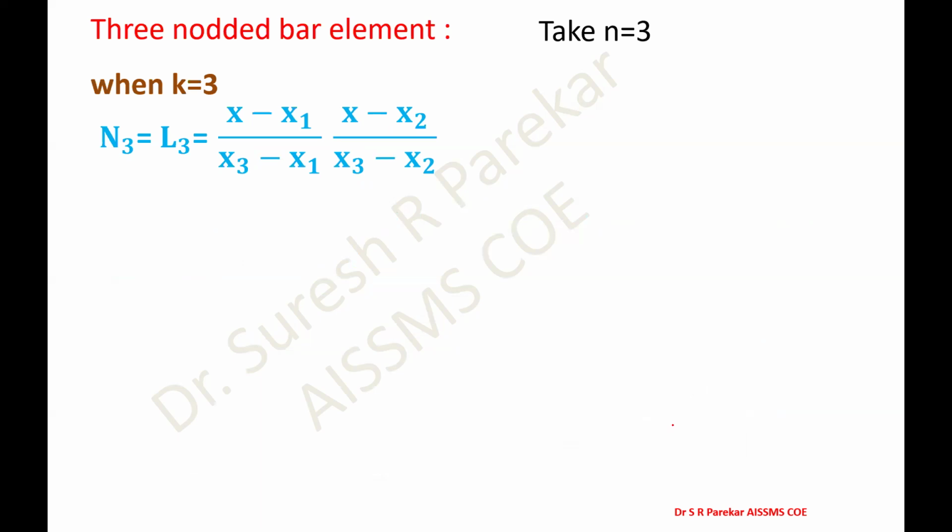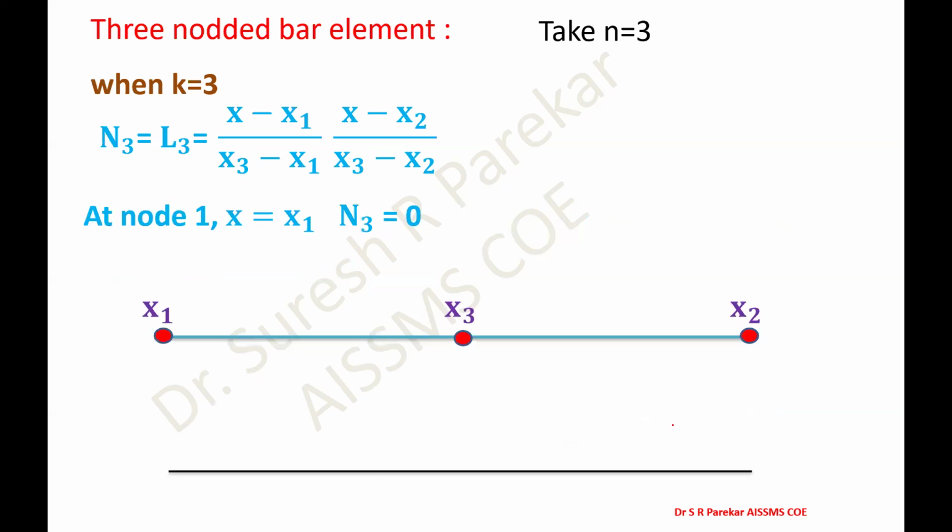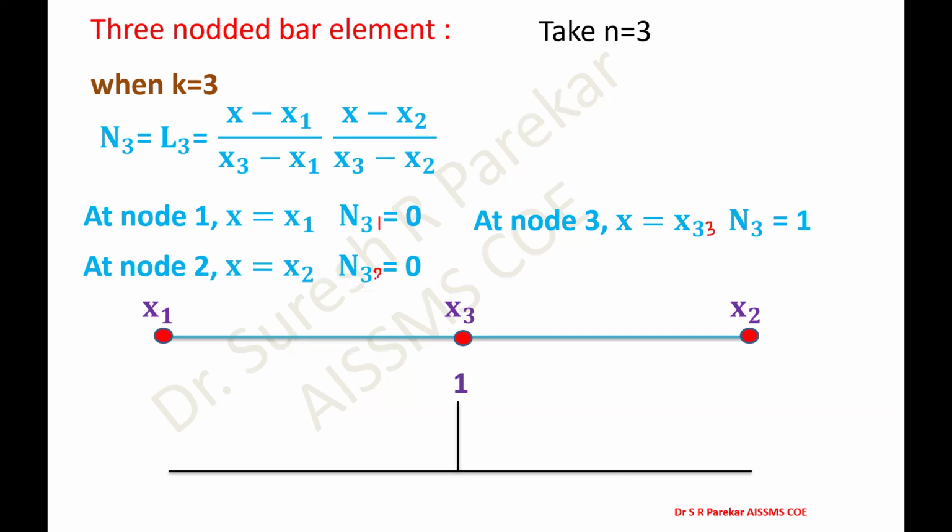Now you can see this. Again we have N3 at 1 is 0, and N3 at 3 is 1 only. So N3 at 1 is 0, N3 at 3 is 1, and then N3 at 2 is 0. So when these two numbers are the same, then only the value is 1. Otherwise, I have these values as 0.